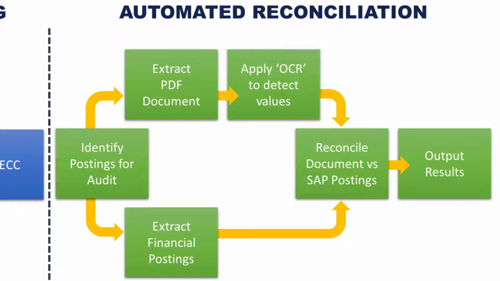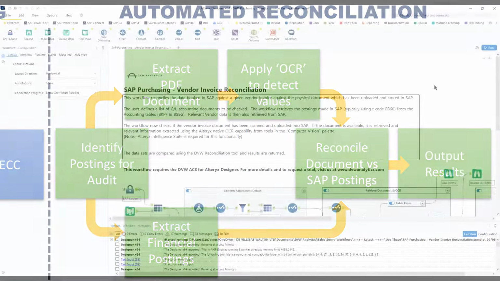the data within them. The second stream, which is the one at the bottom, is using our SAP table tools to extract the SAP postings that have been made. And finally, we use the reconciliation tool from DVW Analytics to, guess what, reconcile both streams, the data from the tables and that which has been extracted from the PDF documents. So let's take a look at that workflow.